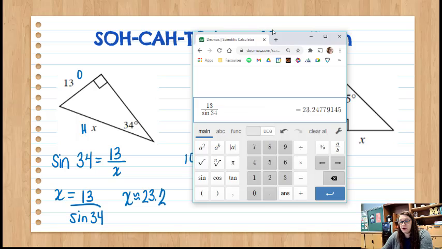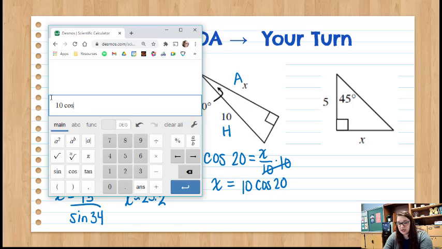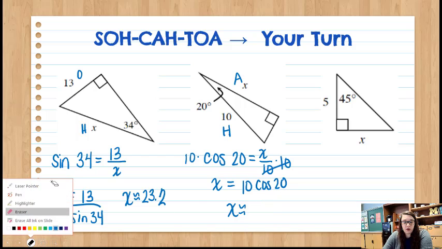with our calculator. 10 cosine 20 is 9.39. That'll round up to 9.4. Oops, that looks like 914. Let's try that again. 9.4.